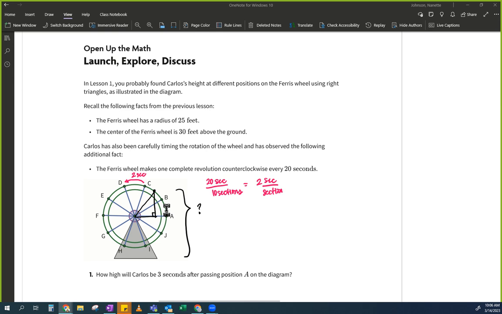So one more time, what did we do? You all figured out that it took me 2 seconds to go from each point to each point, right? To advance to the next little marker, I guess you could say. Then you said, okay, well, I know that if it takes 2 seconds for each one, that means 3 seconds will be somewhere in between B and C. Because the question was, how high will Carlos be 3 seconds after passing position A? So he passes position A, the clock starts ticking. 1, 2, 3. 3 is smack between 2 and 4, so I drew him as best as I could in the middle.